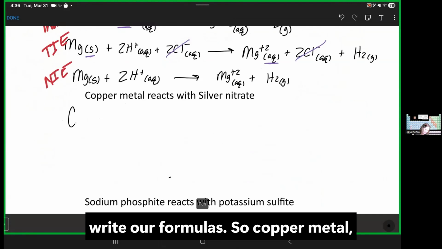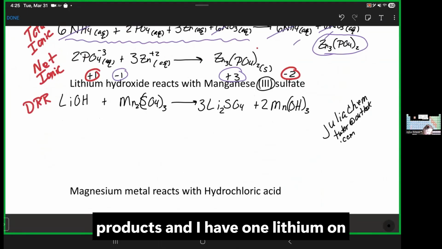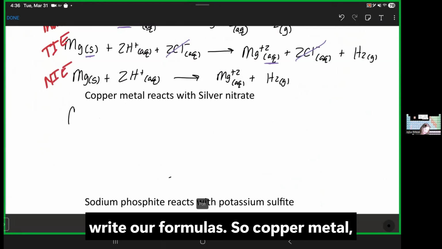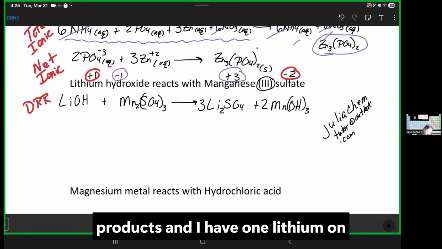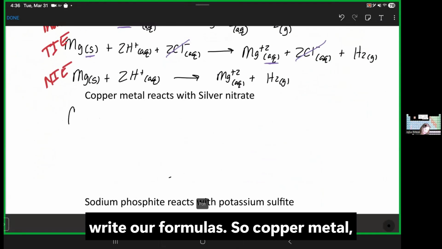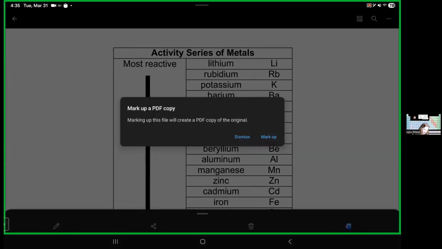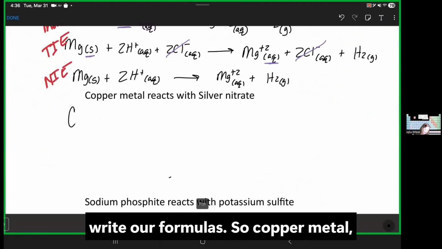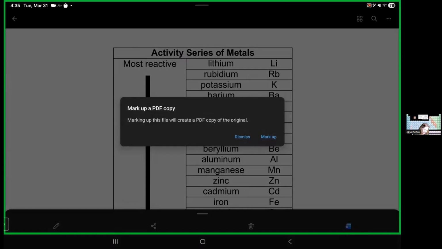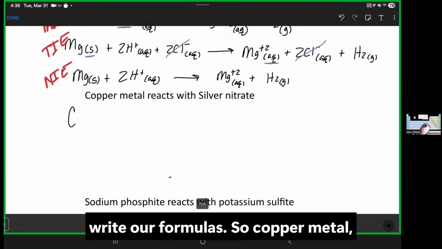So when I go to identify my spectators, strontium is the same on both sides. Hydroxide is not, hydrogen is not, but my 2 nitrates are. So if I write what's left, I have 2 OH plus 2 H, making 2 waters.